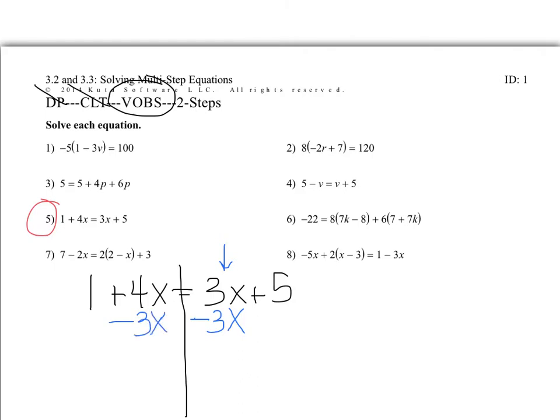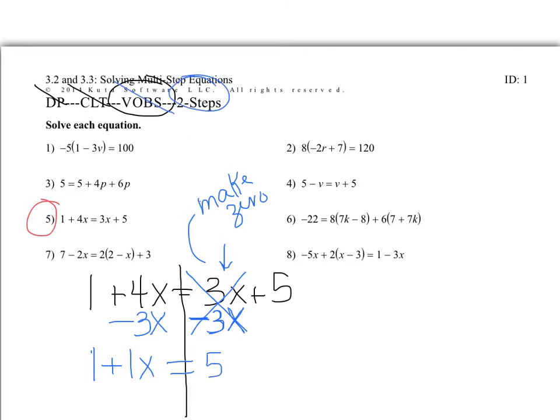When I subtract it, 3x minus 3x is equal to 0. Now, I chose to subtract it because I need it to make 0. And if I want it to make 0, then a minus 3x, when it meets this positive 3x, will cancel out to become 0. So my new equation will be 1 plus 1x is equal to 5. Now I'm in two-step mode. So I subtract 1 from both sides, and my equation becomes 1x is equal to 4, or just x is equal to 4.